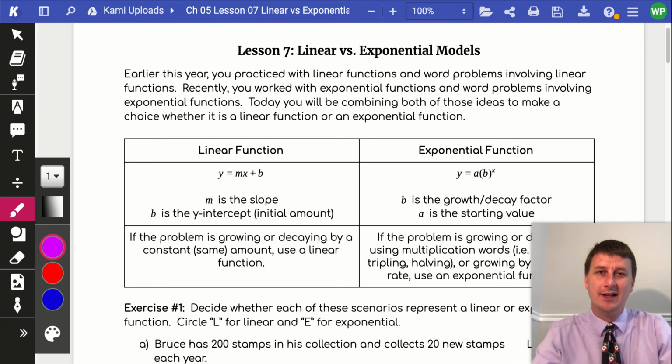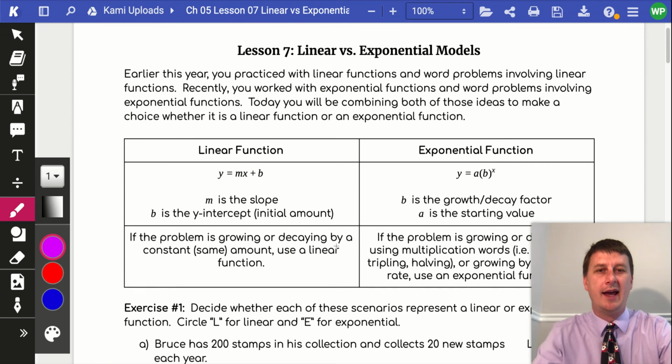And this brings us to lesson 7, where we're going to compare linear versus exponential models. It says earlier this year you practiced with linear functions and word problems involving linear functions. Recently, you worked with exponential functions and word problems involving exponential functions. Today, you will be combining both of those ideas to make a choice whether it is a linear function or an exponential function that's being represented.